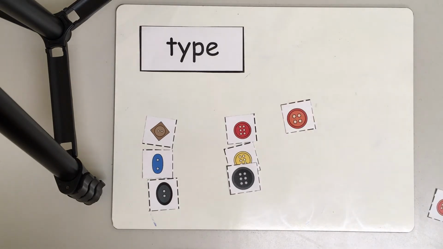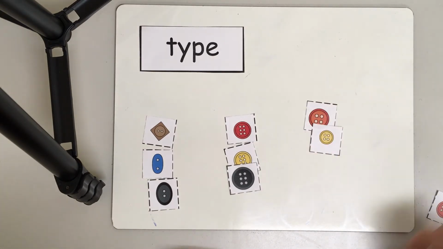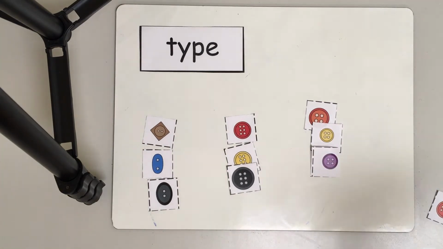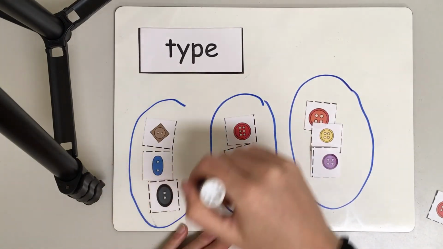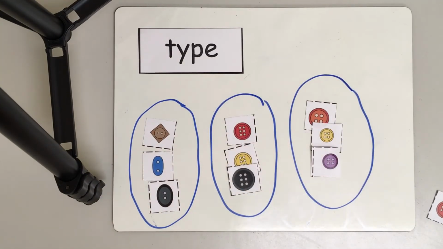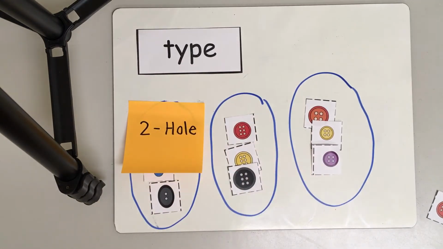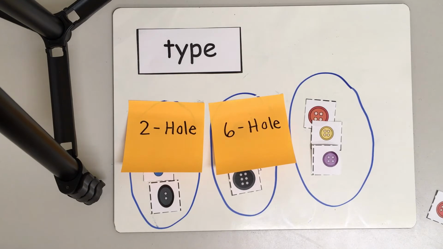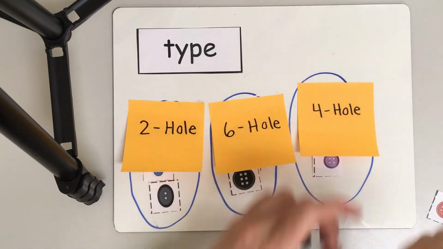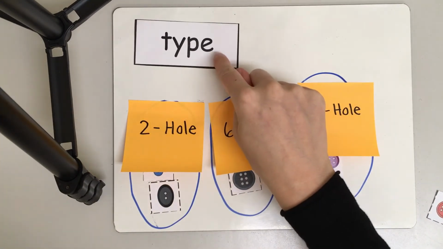This button has 4 holes. So does that one. I've created new groups. It's time for me to name my groups. The first group is called 2-hole buttons. The next group is called 6-hole buttons. And the final group is called 4-hole buttons. I organized or sorted them by paying attention to the attribute of type.